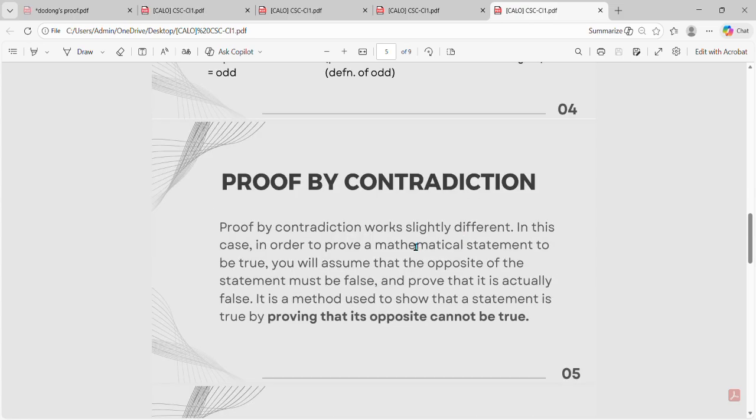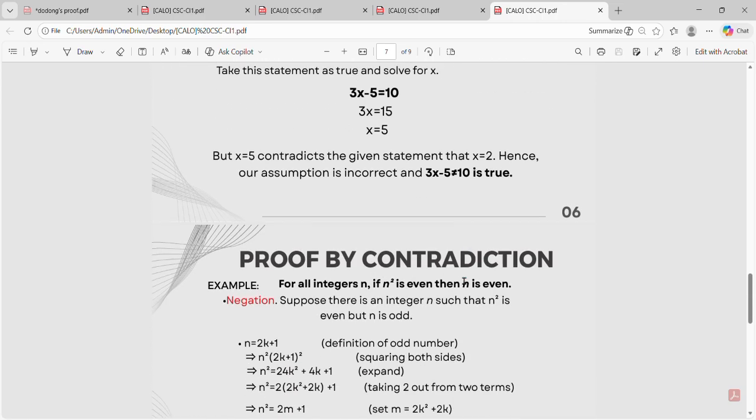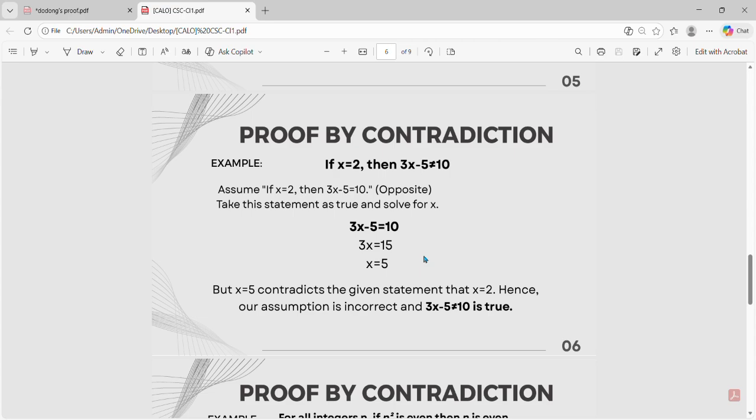This method works slightly differently. Instead of assuming the statement is true, we assume the opposite. If this assumption leads to something impossible or contradictory, then the original statement must be true. So I have here an example. Consider the statement: if x is equal to 2, then 3x minus 5 is equal to 10.